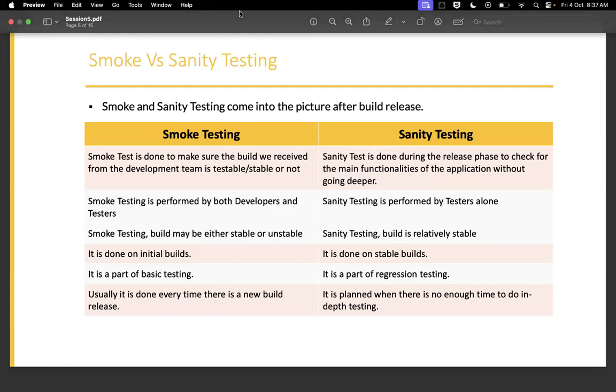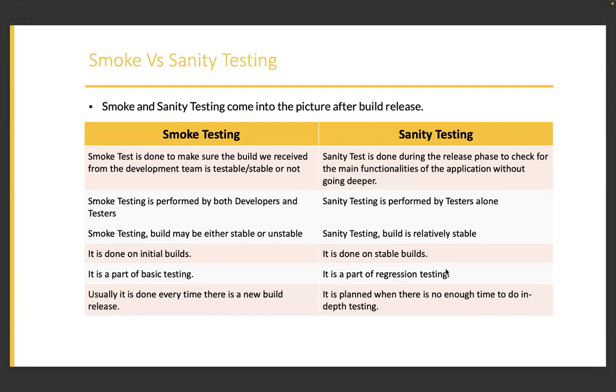Next, sanity is a part of regression, guys. Regression testing is done on the stable build and it is usually planned when there is not enough time. So if I give you a website today for testing, you will only validate the functionalities which are really very important in terms of that particular application. So now if I say, "Hey, can you validate Gmail, please?"